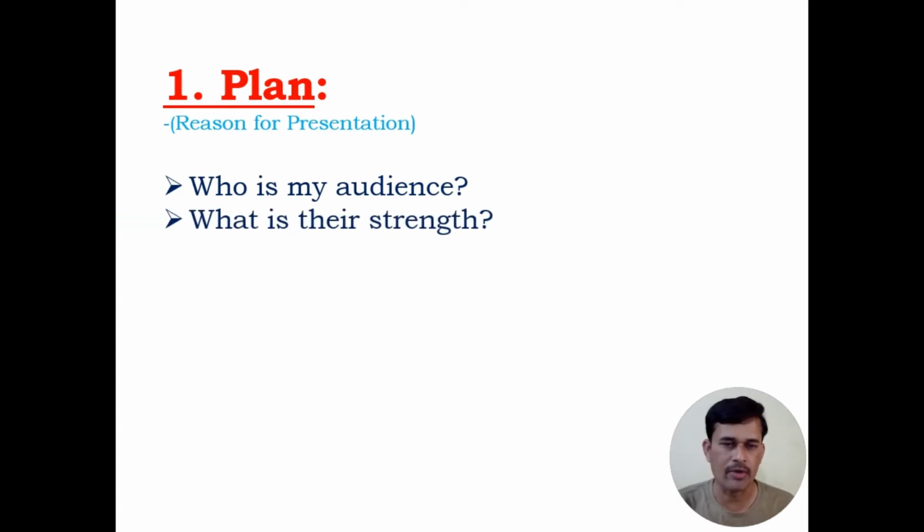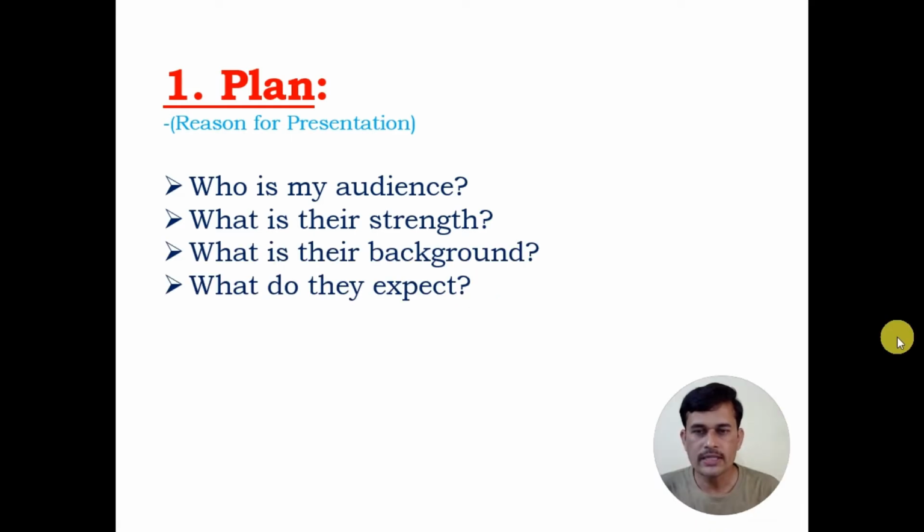Second thing, what is their strength? How many members will be there? Maybe 40, maybe 50, maybe 60, maybe 100, maybe 200. So you need to identify the strength of the audience. What is the background of our audience? That means what is their educational qualification? Whether they came from BTech or a business background, a political leader or illiterate. Based on their background, we need to choose our topic. We need to plan for our topic.